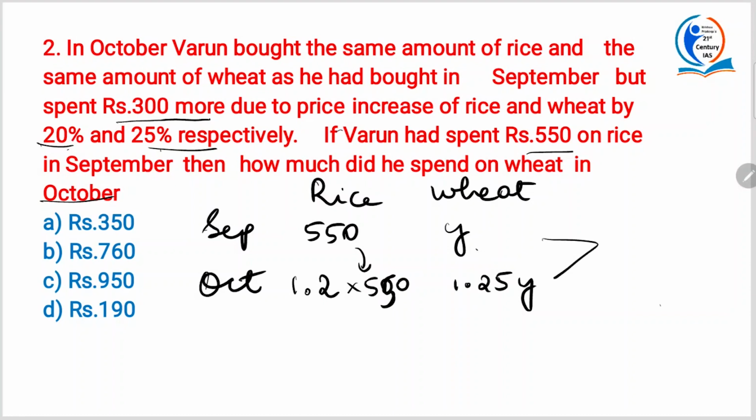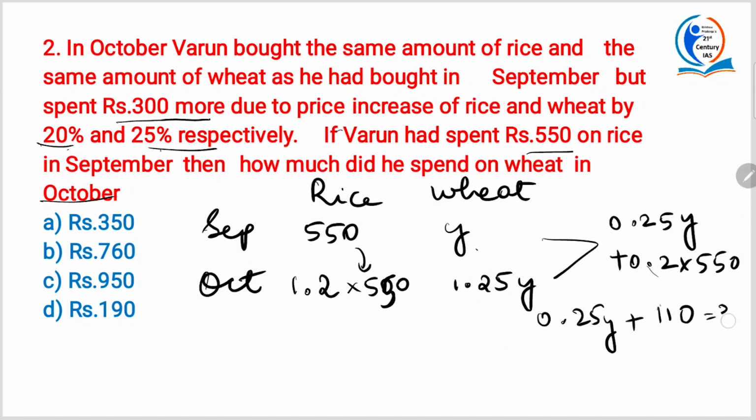Now 1.25y minus y is how much? It is 0.25y, plus 1.2 into 550 minus 550 is 0.2 into 550. So how much will you get? The point and 0 is gone. So here it is 110 plus 0.25y is equal to 300, the difference of prices. Now, y is equal to how much will you get? 300 minus 110 is how much? 190. So 0.25y is 190.